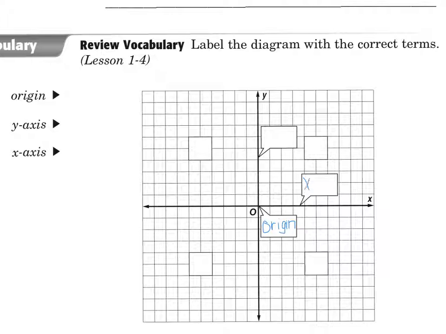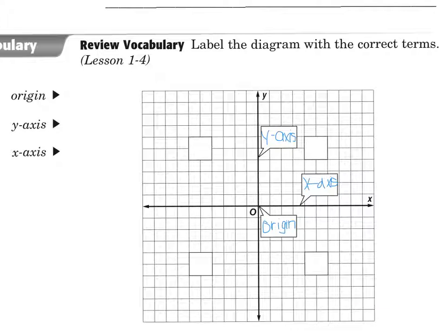The x-axis goes from left to right, and the y-axis goes up and down. Additionally, in this section, we have 4 quadrants instead of 1, which we used to be used to.